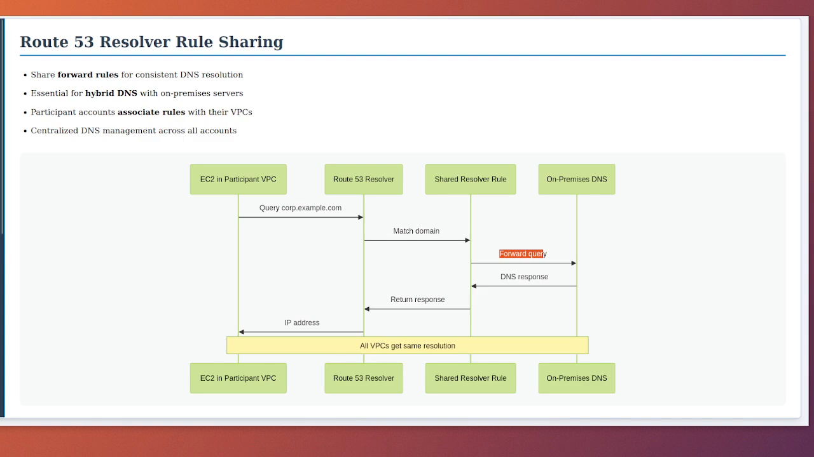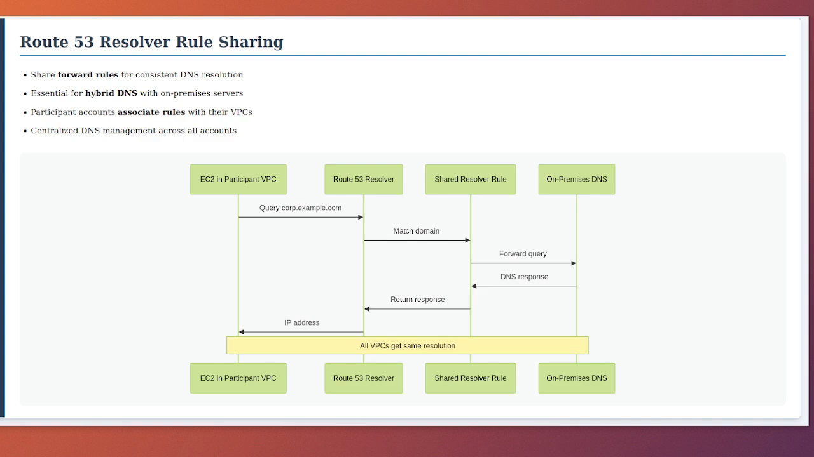When you share a resolver rule, participant accounts can associate that rule with their VPCs. Once associated, any DNS query from resources in that VPC matching the rule's domain will be resolved according to the rule's configuration. This means all VPCs across your organization can resolve internal domains consistently without duplicating the resolver rules in each account. The typical use case is hybrid DNS.